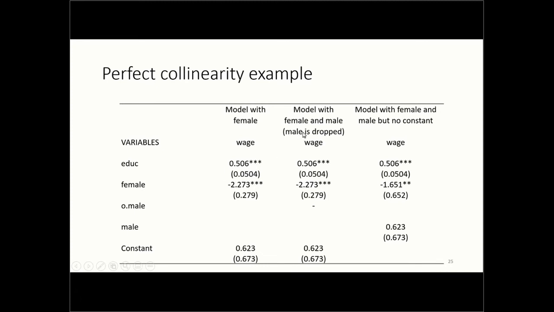And if you try to run a model where female and male are both included, it includes a coefficient for o, standing for omitted variable, dot male. So it omits it and it cannot give you the coefficient because it's perfectly collinear. Alternatively, you can estimate a model that has both female and male, but notice that this is the first time we see a model without the constant. Again, this is not very commonly used, to keep all of the collinear variables.